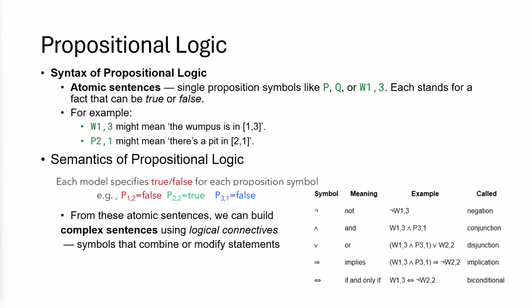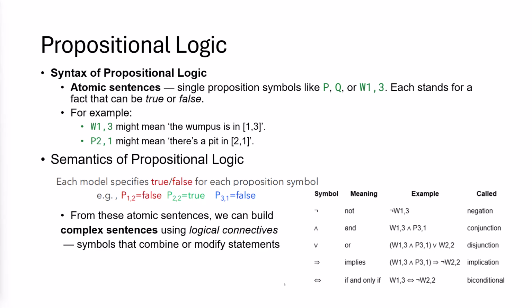So in general, at the most basic level, we have atomic sentences, single propositional symbols, and then we can combine those atomic sentences to build complex sentences using various logical connectives that combine or modify statements. We have 5 logical connectives, which are not, and, or, implies, and if and only if, sometimes also called biconditional.